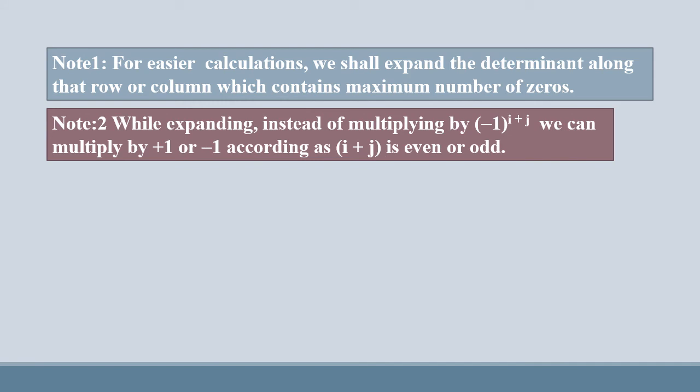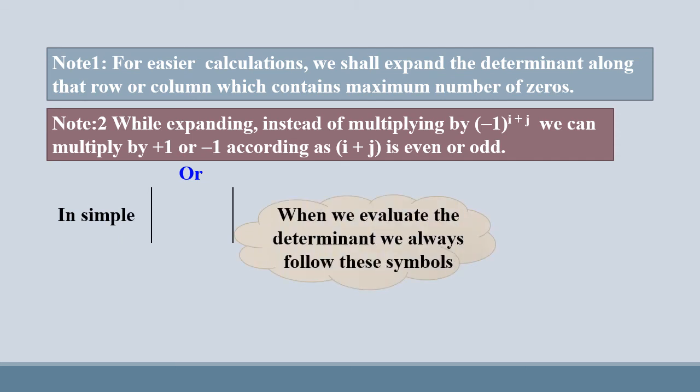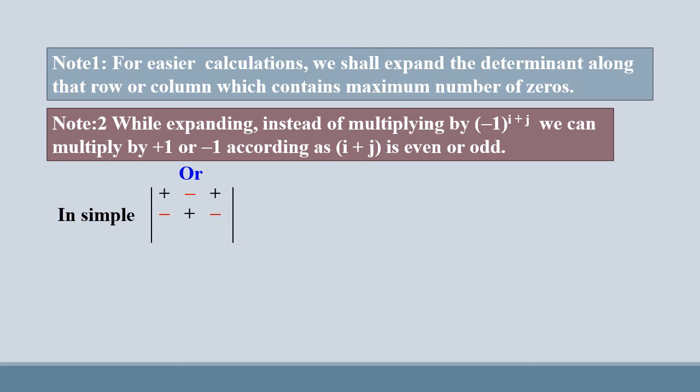Note 2: while expanding, instead of multiplying by minus 1 raised to i plus j, we can multiply by plus 1 or minus 1 according as i plus j is even or odd. So if i plus j is even, we need to use the positive sign. If i plus j is odd, we need to use the negative sign. Or in simple terms, every row and column has a particular sign notation.